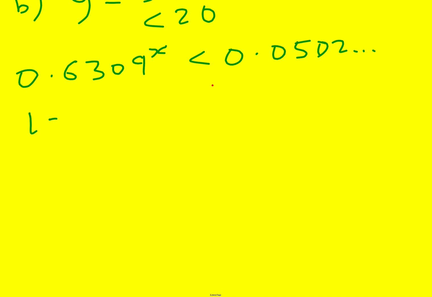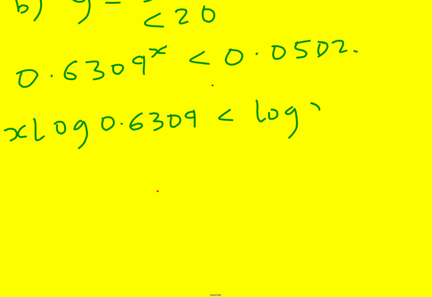I'm going to take log to base 10 of both sides. Log, it is to base 10, I just don't need to write it, of 0.6309 to the x, but I can bring the x down, is less than log of 0.0502. This thing is negative, so when I divide by it, I'm going to switch the inequality sign, and I'm going to work this out.